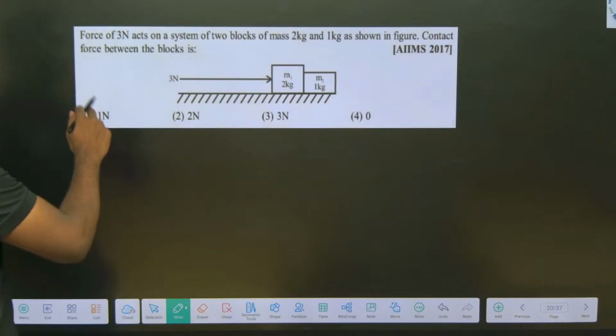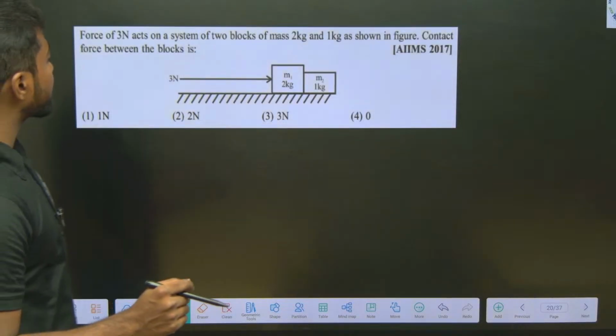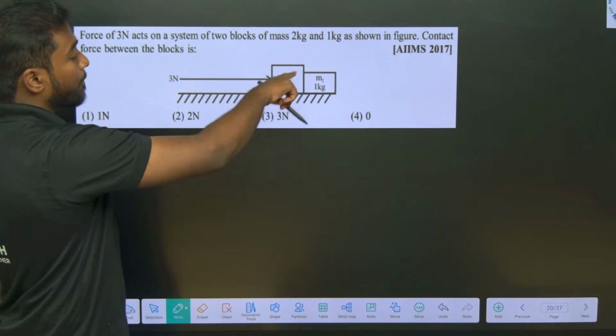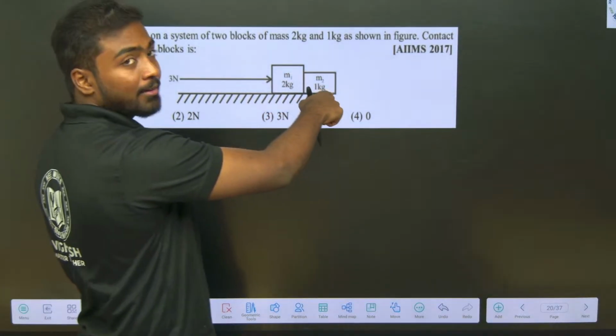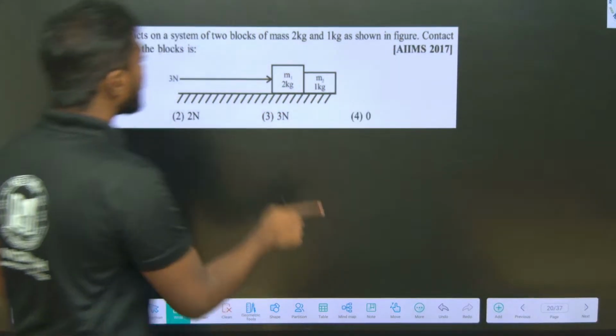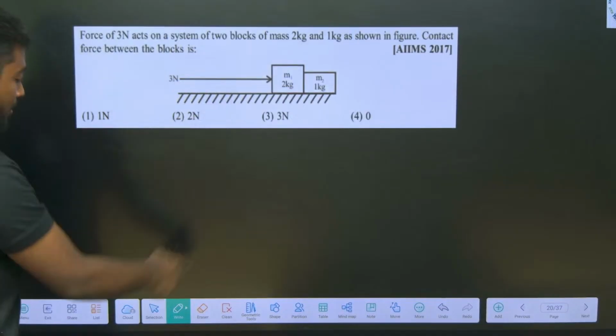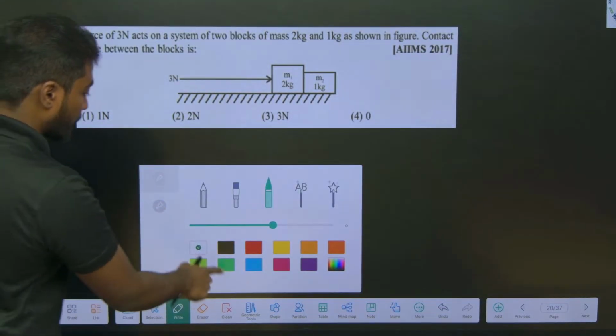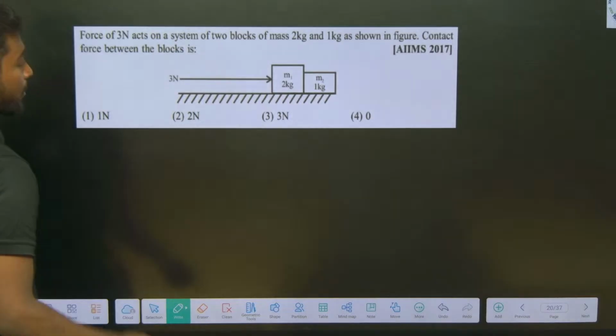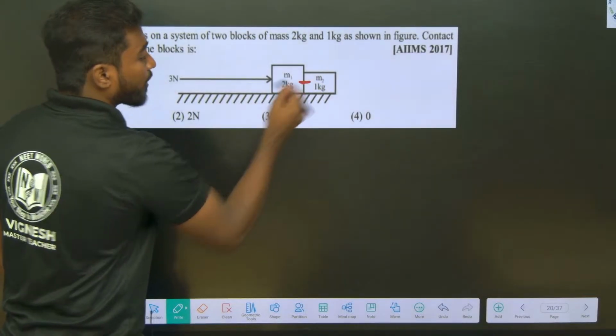So force of 3 Newton acts on a system of 2 blocks. One is mass 2 kg, another one is mass 1 kg as given in the figure. Contact force between the blocks. So I need to find the contact force right here.